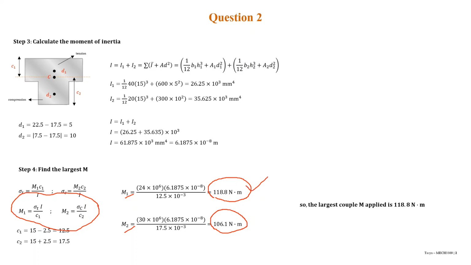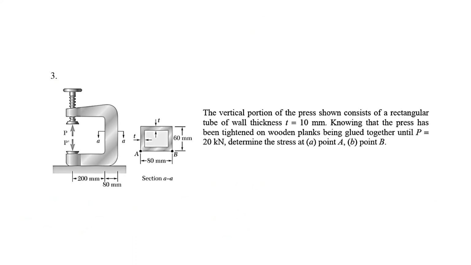So the largest couple M applied is 118.8 Newton meter. So we're done with question number 2. Now we're moving on to the third question, because I chose 3, so we're going to move on to the third question.